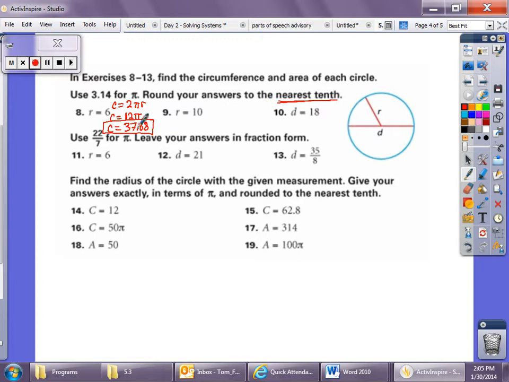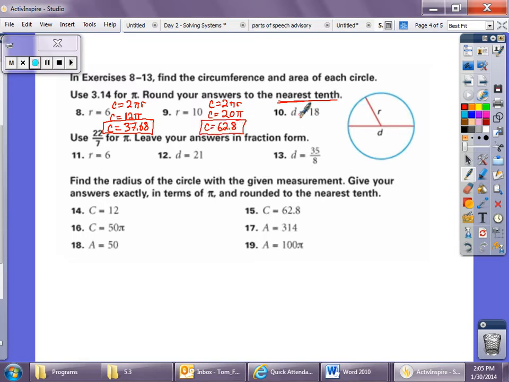This is actually, it should be 37.7 because it says round to the nearest tenth. Number 9, so circumference is 2 pi r. So we have 2 times 10, which is going to give us 20 pi. And then 20 times 3.14 gives the circumference as 62.8.